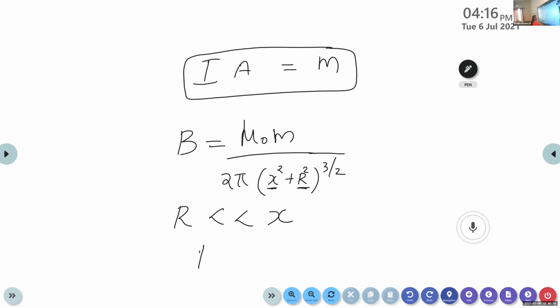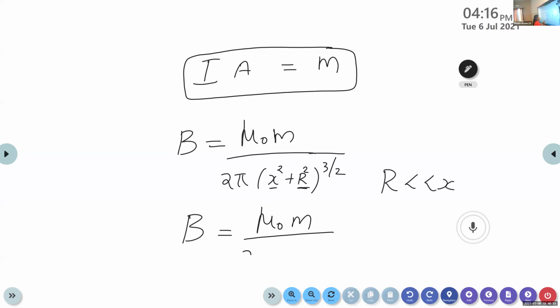Therefore, the magnetic field B is equal to, here the radius r is very, very less than x, so we can neglect it. Therefore, the magnetic field B is equal to mu 0 m divided by 2 pi into x square, the whole raised to 3 by 2.